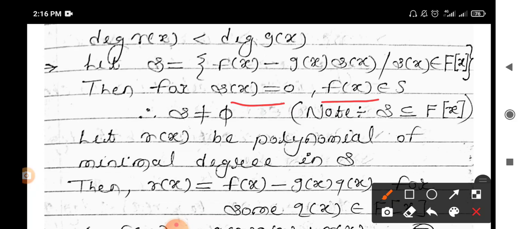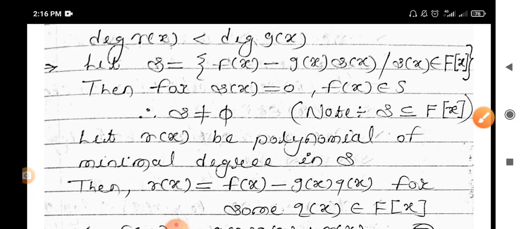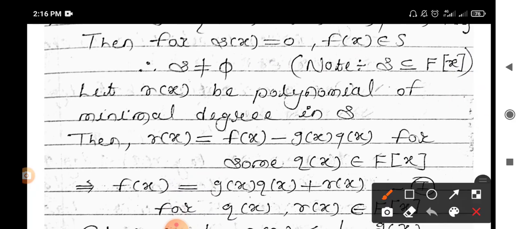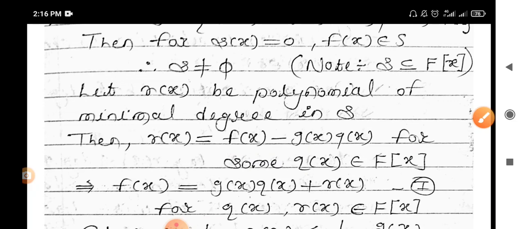Why? Since s is a subfield of F[x]. Now r(x) is the polynomial of minimal degree in s. Then what is r(x)? r(x) is in s, therefore r(x) is in the form f(x) minus g(x) into s(x). Therefore we define r(x) as f(x) minus g(x) into q(x) for some q(x) belonging to F[x].